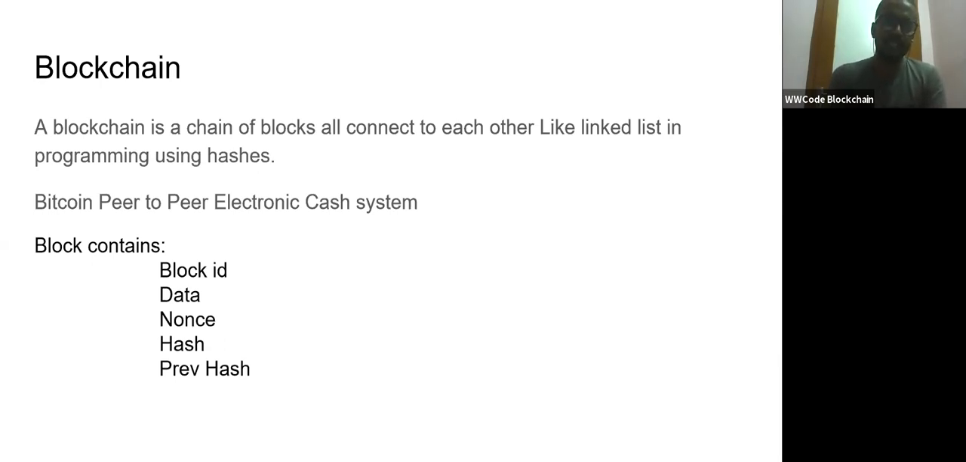Next, what is the block content? Every transaction is stored in a block. That block has a block ID, data, nonce, hash, and previous hash. What is the block ID? Every block has an ID, and the first block is called the Genesis block. That block holds only the configuration, what things are configured in the blockchain. That is called the zero block, the Genesis block. In Ethereum, we configure everything there.